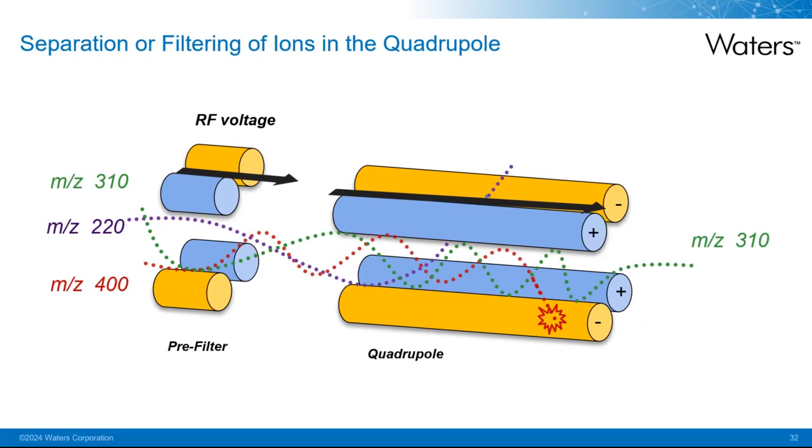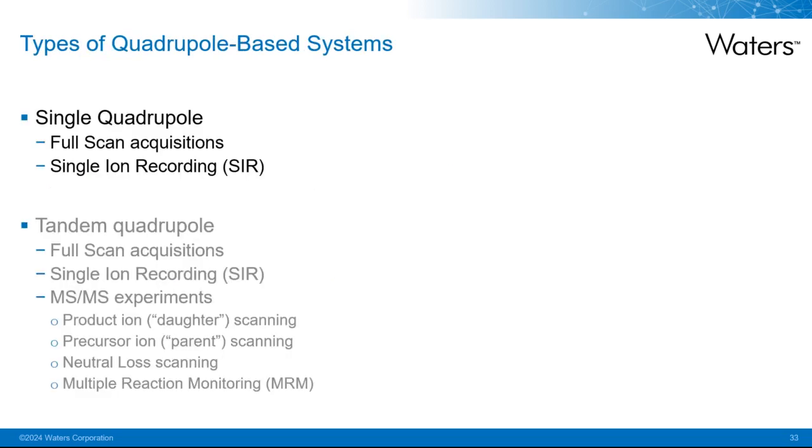In this example, as we've shown in the previous slide, the mass-to-charge 310 is transmitted, and the purple and the red, so the 220 and 400 ions, are removed and pumped away. The mass spectrometrist can tell the quadrupole to pass the mass of interest or scan a mass range via the software control. This software adjusts the RF and DC voltages applied to the quadrupole during the experiment. While it's very easy to use a mass spectrometer, what's going on within the software is much more complicated.